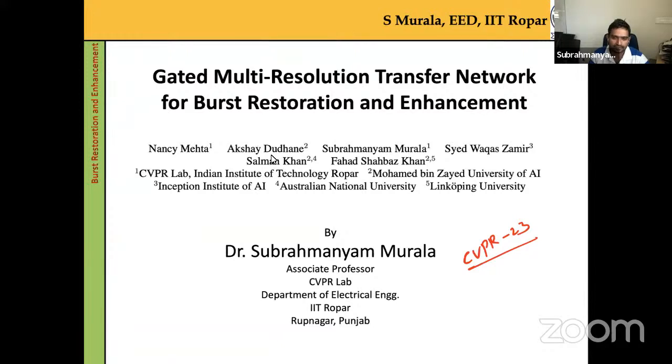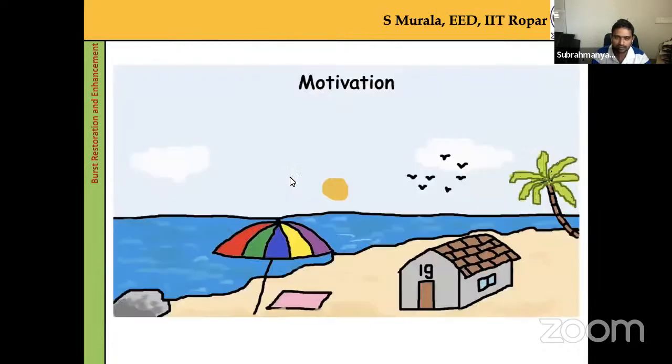Actually, this is a joint work, with a PhD student from our laboratory. And then similarly, we have a collaborator from ANU, and then Inception Institute of Artificial Intelligence, Abu Dhabi. So let me start the actual content.